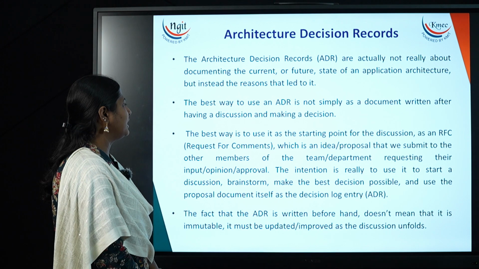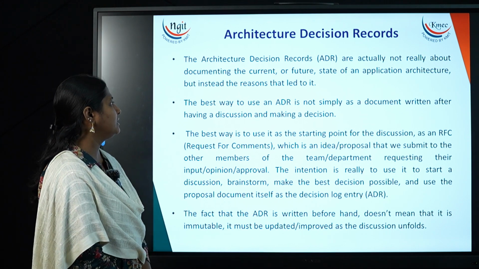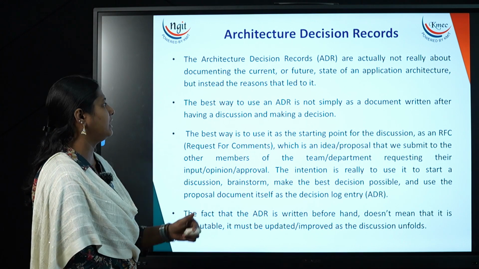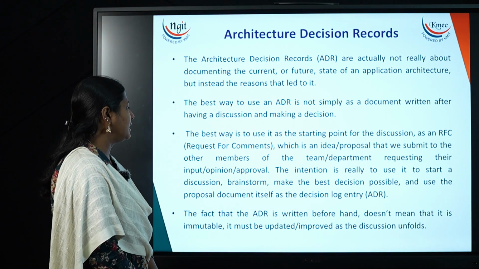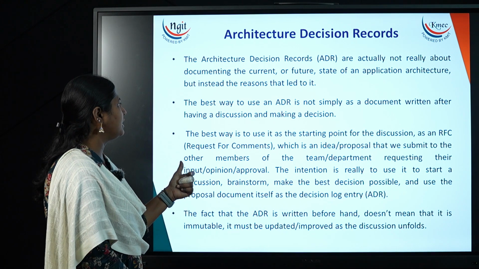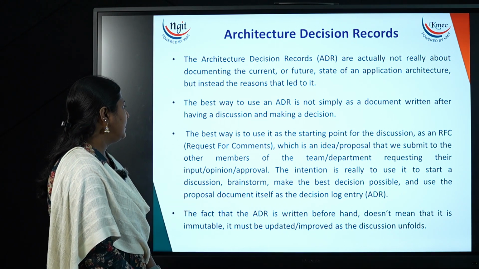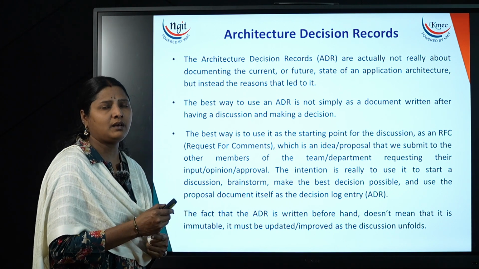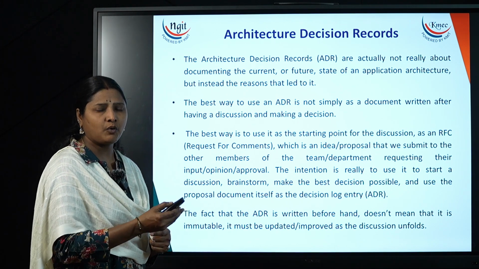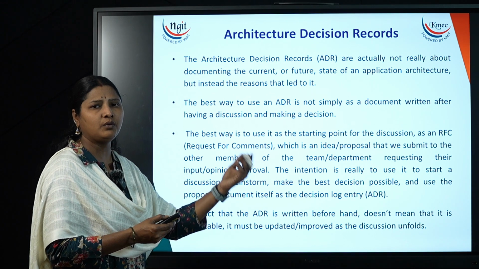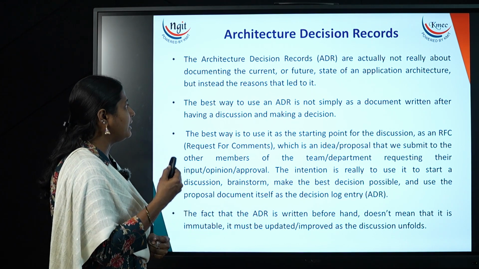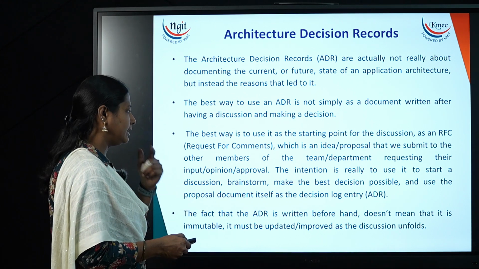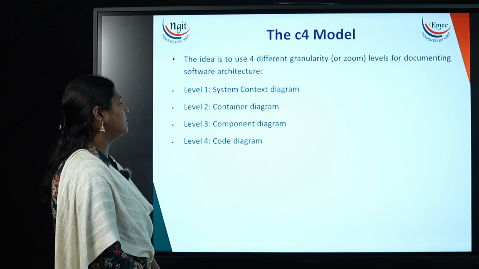Coming to the next one, architecture decision record. How exactly are the records performed here? It is not really about documenting the current or future state of an application architecture, but instead the reasons that led to it. This is the main thing, the best way of performing the records. Once they have gone through the 4+1 view or reviewed the previous techniques, they take a decision based on that and record it for that architecture.